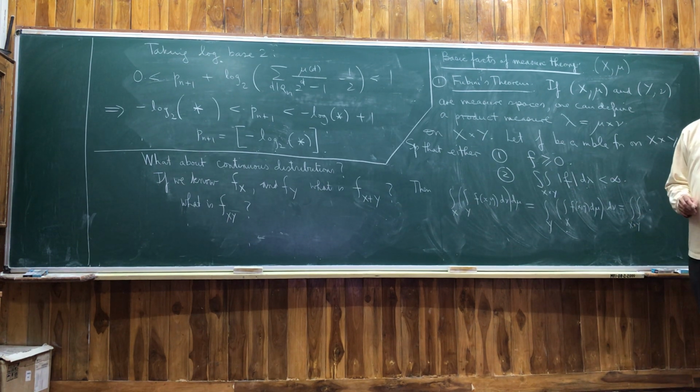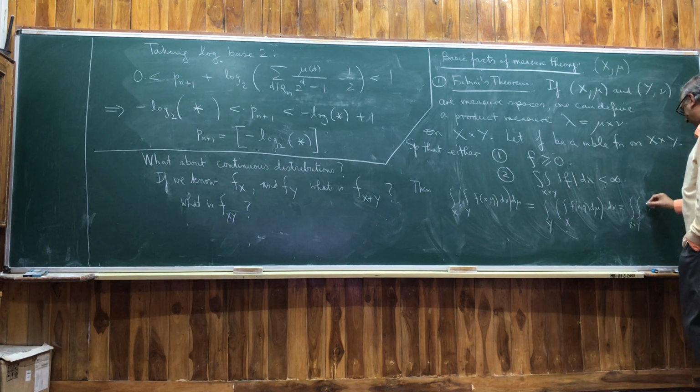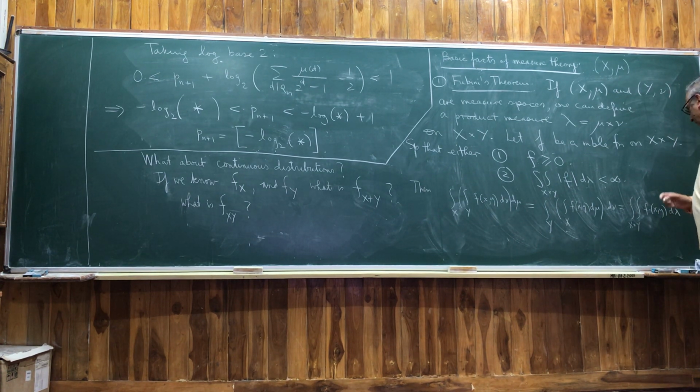Perhaps the sigma finiteness is needed. Yes, sigma finiteness is needed, so I'm just assuming that that's all there. So here we are looking at this double integral with respect to the product measure, and then we can interchange that. So that's basically Fubini's theorem. So one important theorem to learn.